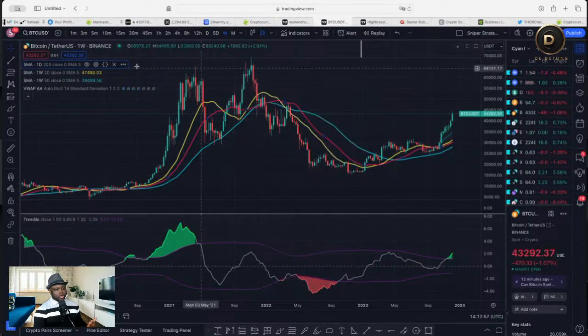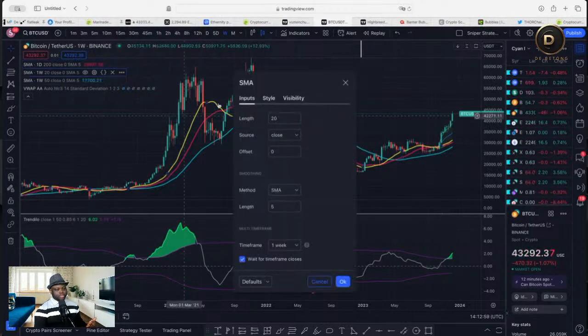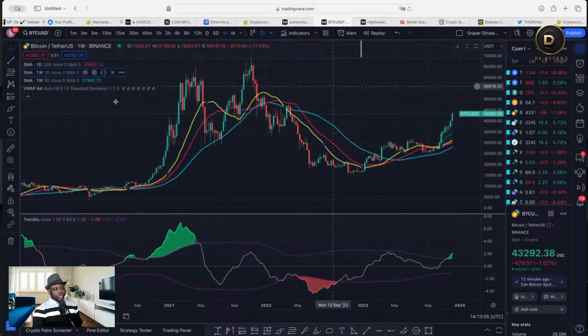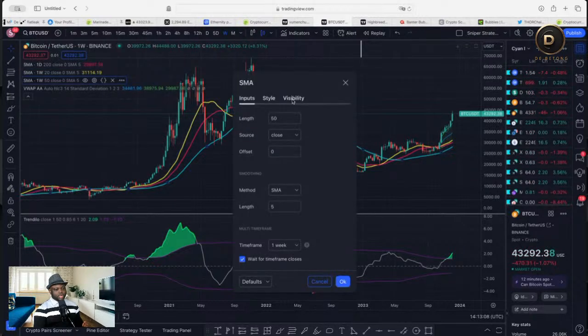And the second one should have length 20, time frame 1 week. And the last one should have length 50, method SMA, time frame 1 week. So these are the indicators you need to have.